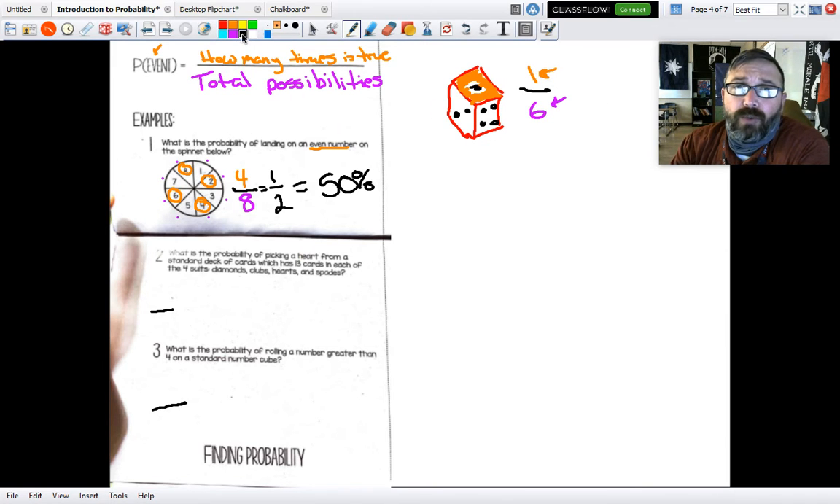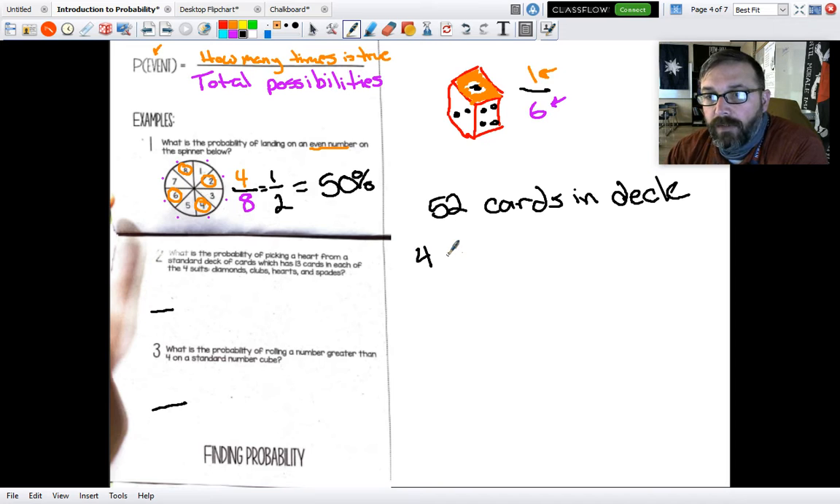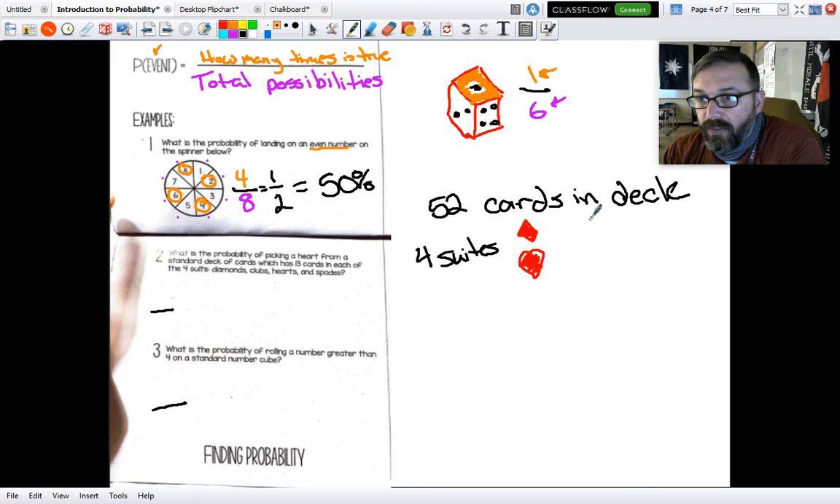Okay, so some things you just need to know. You need to know that a standard deck of cards has 52 cards in the deck. There's 52 cards in that deck, period, dot. There are 4 suits, and the suits are diamonds, hearts, my hearts aren't that good, spades, my spades aren't that good either, or clubs.